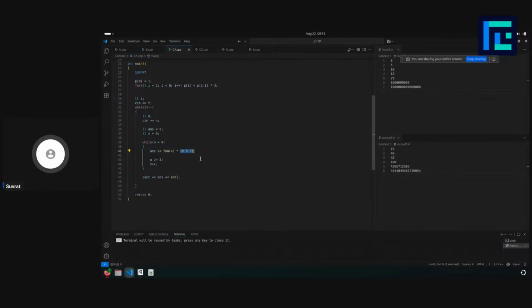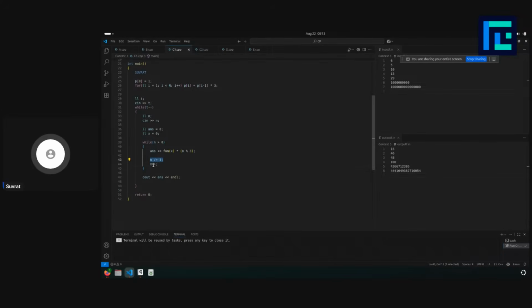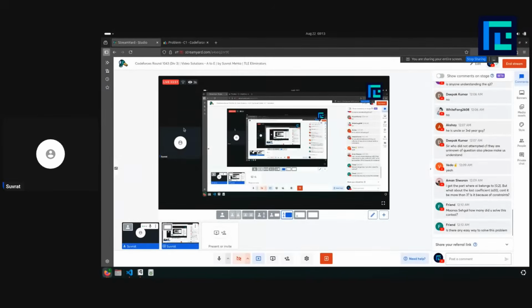A0 would be n modulo 3, and the number of this would be the cost. So n modulo 3 would be a0. This would be the cost. We can add that in answer, and then we can move on to the next bit. For next bit, we can divide n by floor division n by 3, and we can increase x by 1, and that would give us the answer. So that was for question C1. If you guys have any doubts, you can ask.